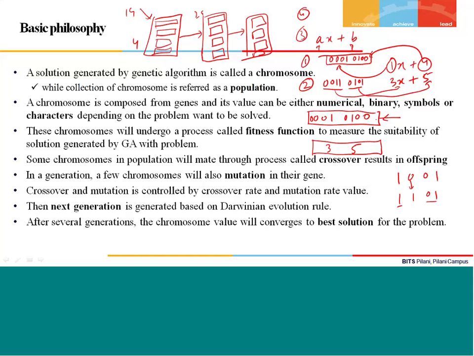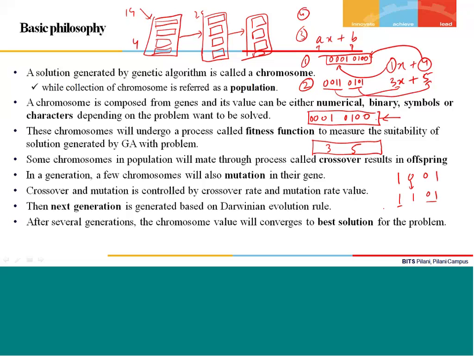So mutation generally happens when there is some abrupt change in a chromosome, and it will result in a different kind of living being. Terminologically, it means that there is some abrupt change in a chromosome without any reason. So that is mutation.